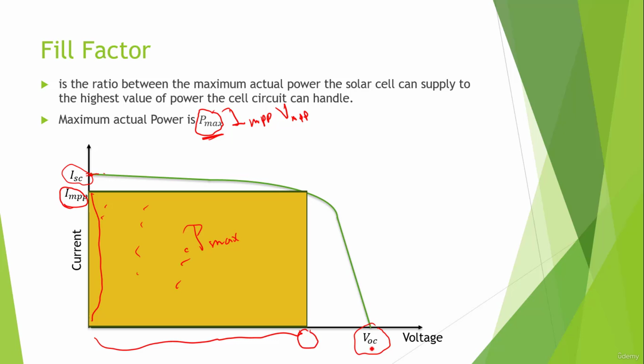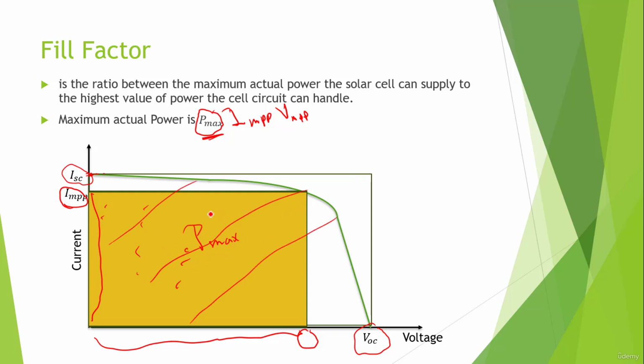So actually the highest power the cell is designed to handle is the highest current times the highest voltage, or this total area. When we divide the maximum power by the highest power this cell can handle, we get something called the fill factor. So the fill factor is basically P maximum over I short circuit times V open circuit. It is basically a representation of how well you can benefit from any solar cell.